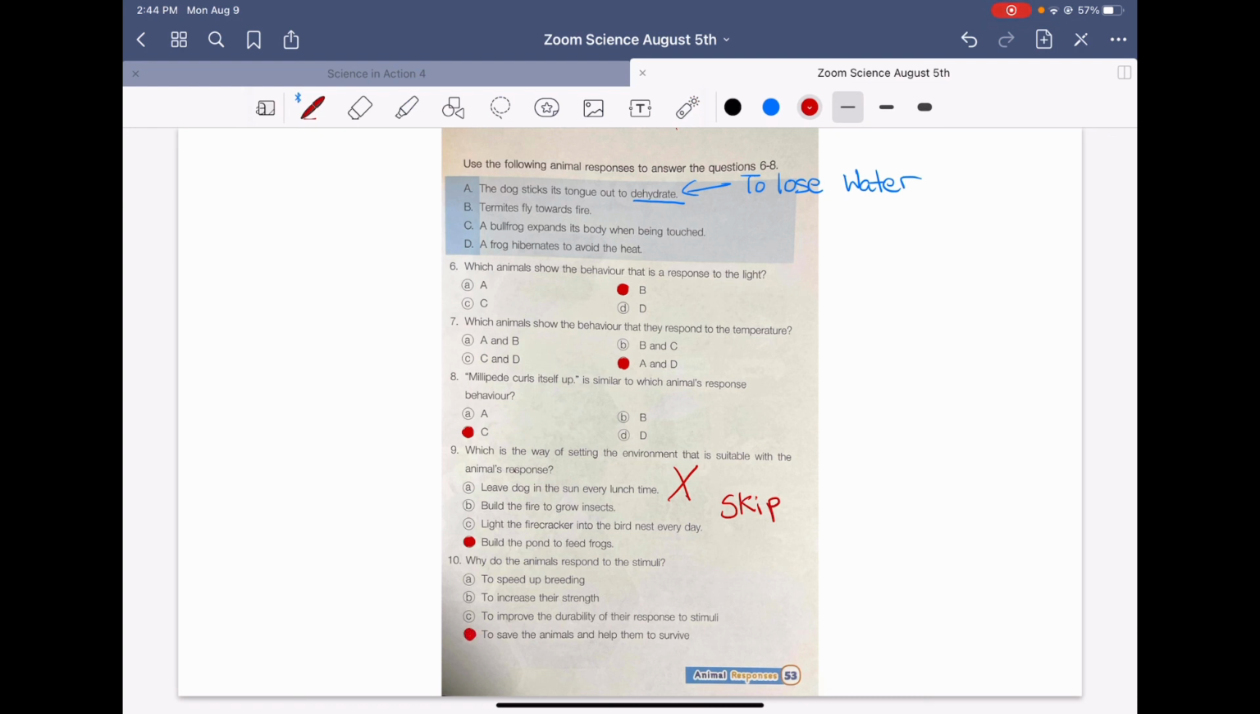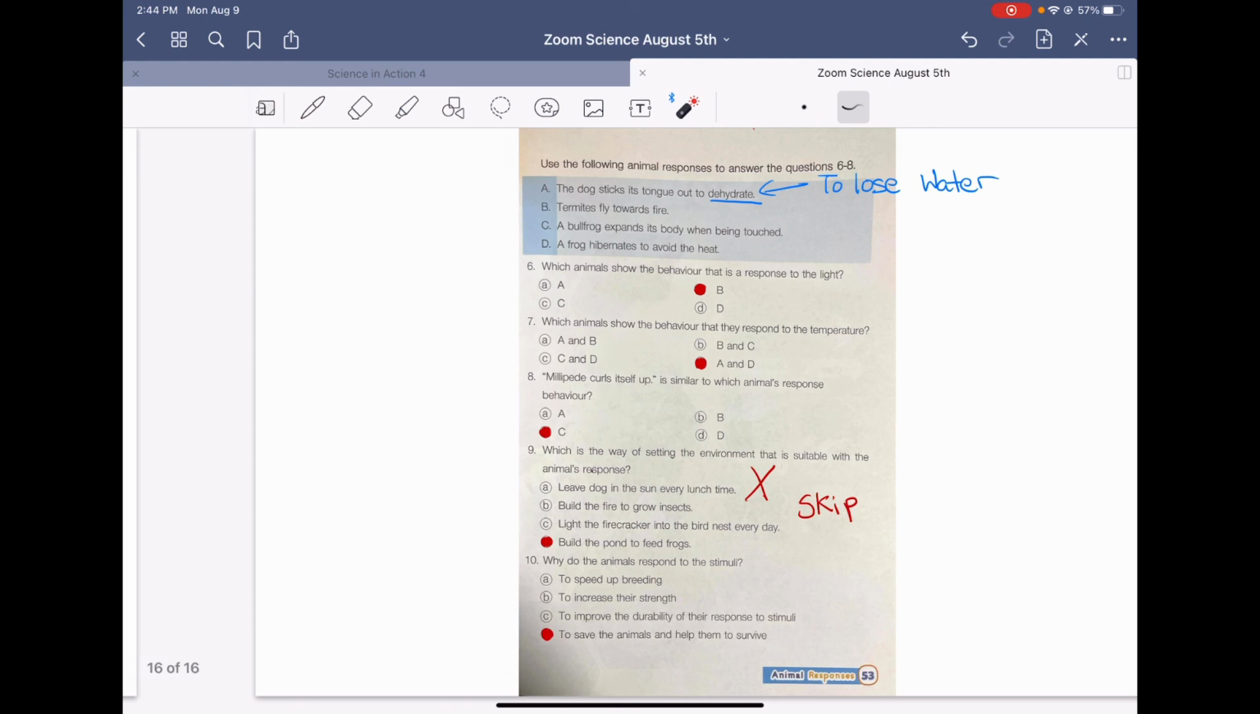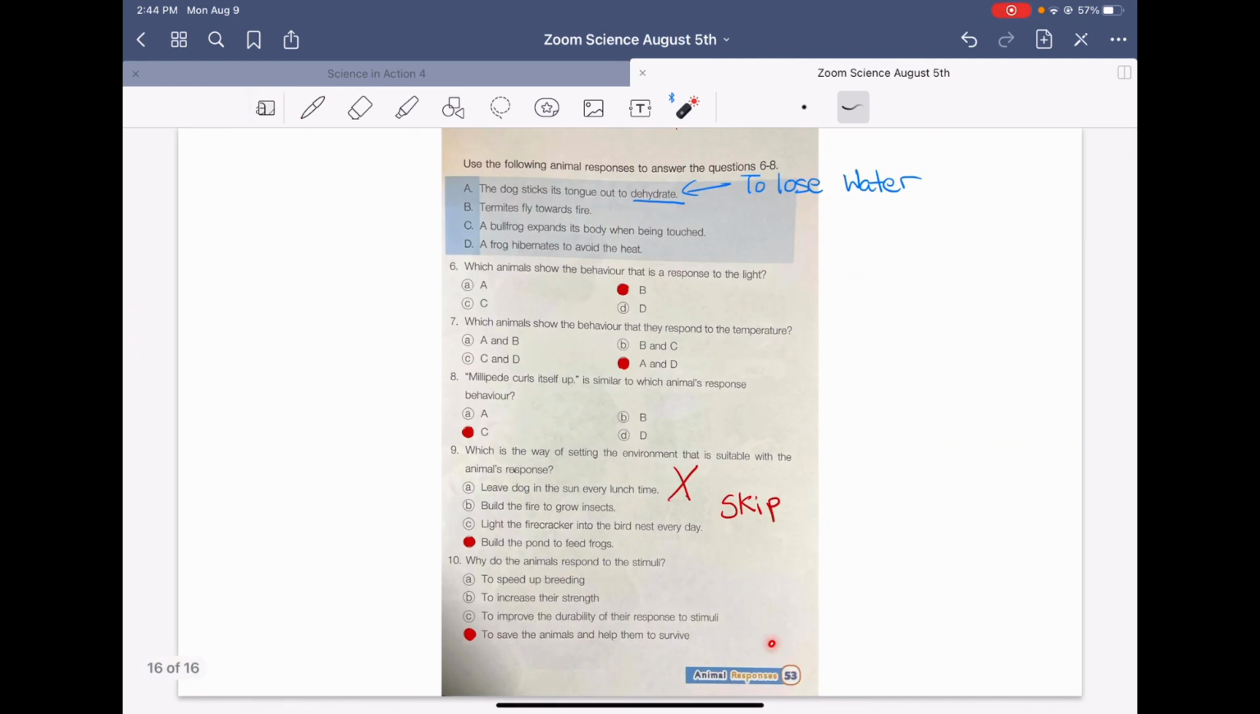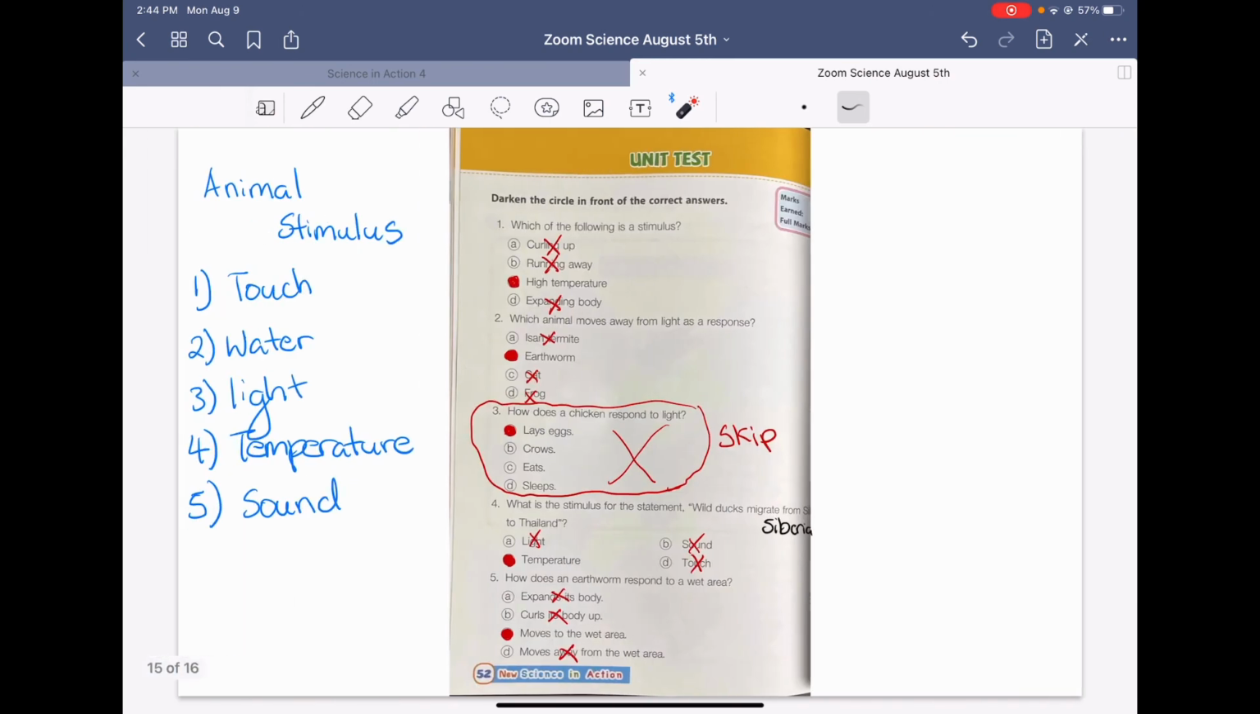So, this review of stimuli is quite good, and only 8 questions here, so make sure you write down everything. And next week, or later this week, we're going to start the next unit, and we'll also review the small quiz we did as well. But for now, make sure you have your answer choices for page 52 and page 53, okay? Make sure we remember these 5 stimuli: touch, water, light, temperature, and sound.